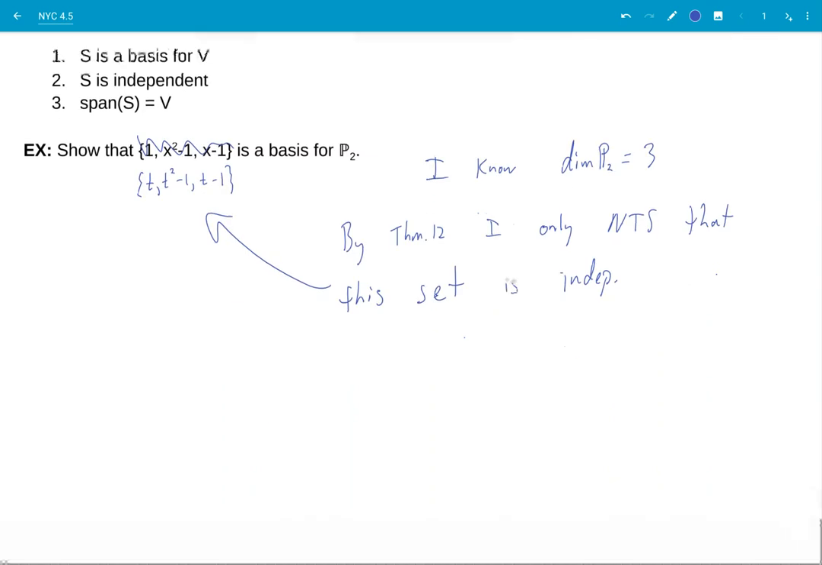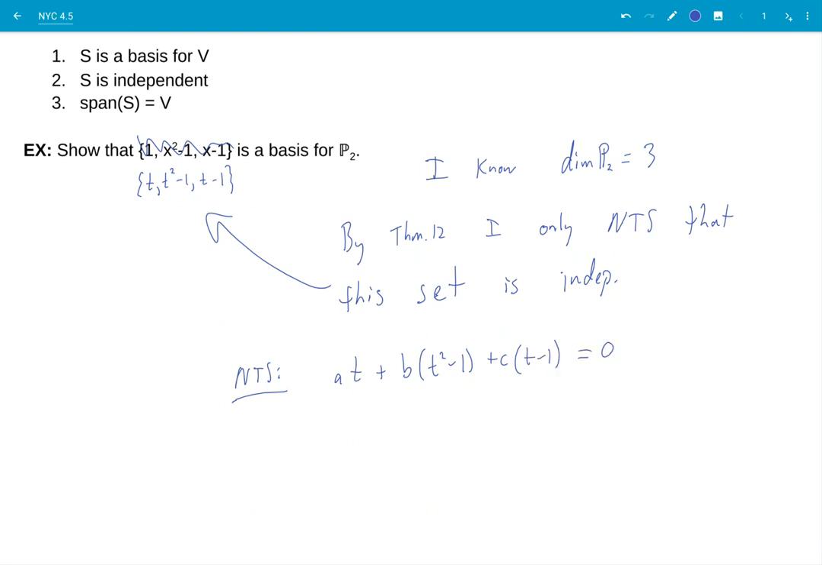Okay, so how will I do that? Well, I will take a linear combination, set it equal to the 0 polynomial. And I need to show that, let's reword this, I need to show that this has only the solution. Only the solution A equals B equals C equals 0.